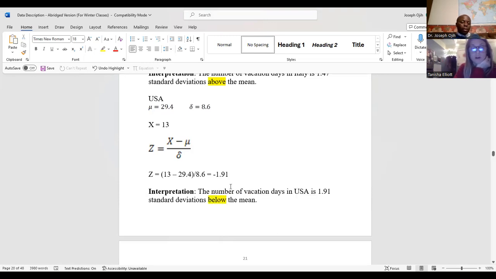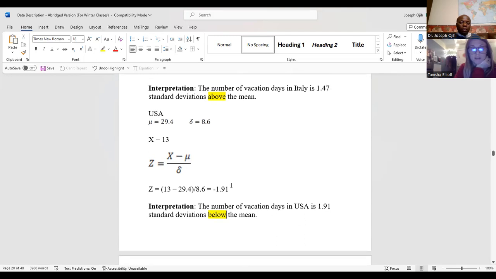So this one is almost statistically significant, right? Because doesn't it have to be more than 2 standard deviations outside the mean to be significant? No, we're not talking about significance right now. We're just talking about finally which of them have vacation days that are above average. Significance is a totally different concept.